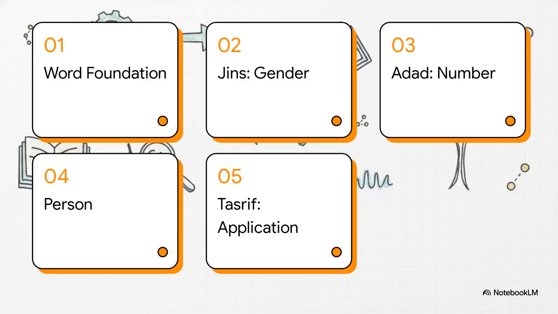So, here's our quick roadmap for today. We'll start with the foundation of Arabic words, then we'll hit jins, which is masculine and feminine. After that, adad, covering singular, dual, and plural. Then we'll tackle person, third, second, and first. And finally, we'll wrap up with tasrif, putting it all into practical application.